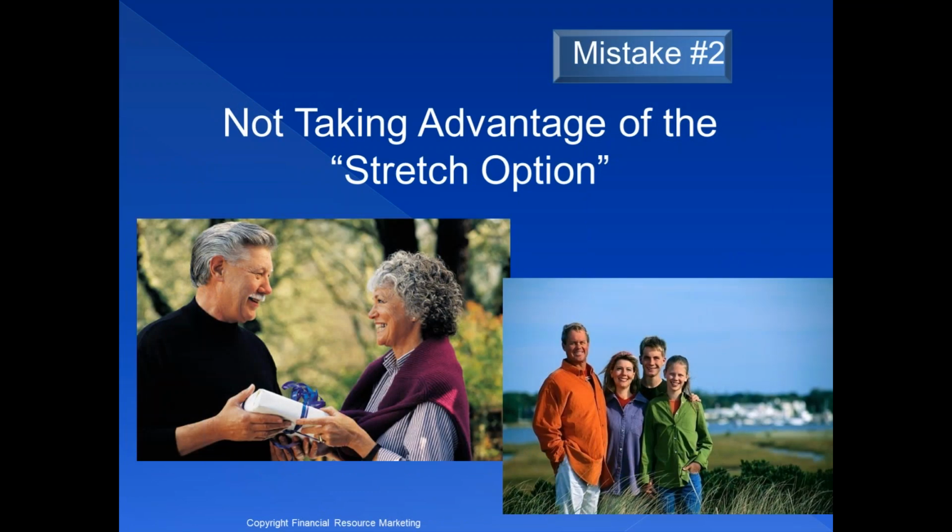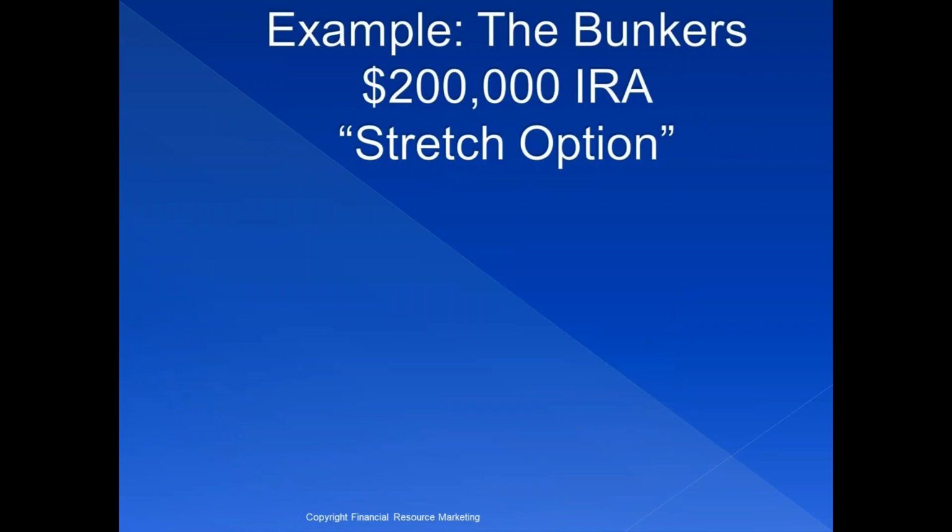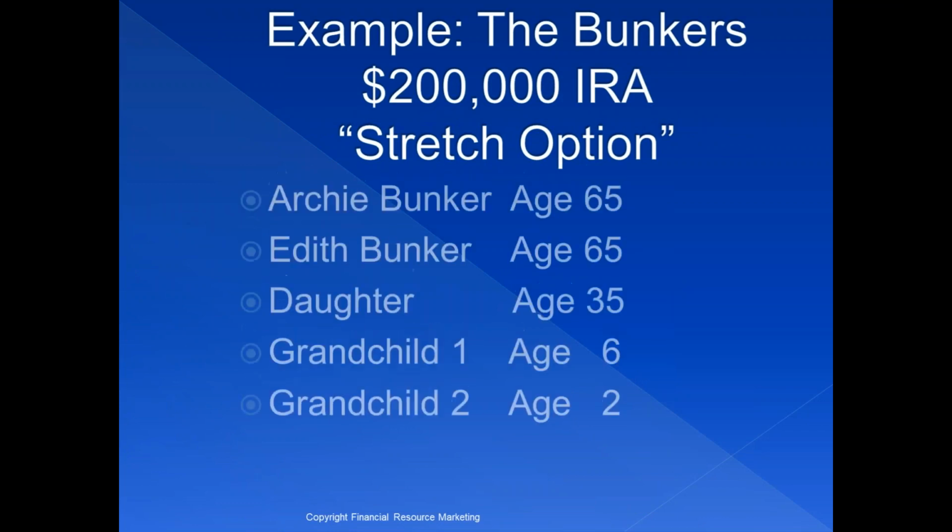I'm going to jump into mistake #2, and that's not taking advantage of the stretch option. You know, the stretch has been around since 2002, and there's nothing really complicated about it. It's really setting up the beneficiary forms properly. It's really that simple. But I want to give you an example of the horsepower you can get using the stretch option. For my example, I'm going to use the Bunker family. Let's say Archie's got $200,000 in his IRA, and I want to show him how the stretch option works.